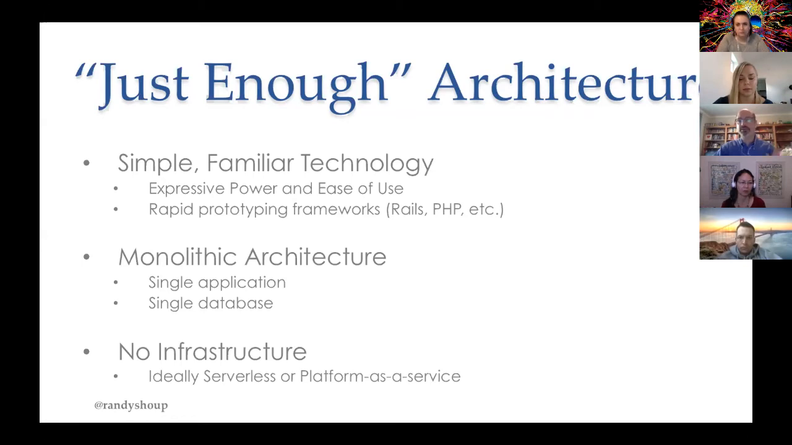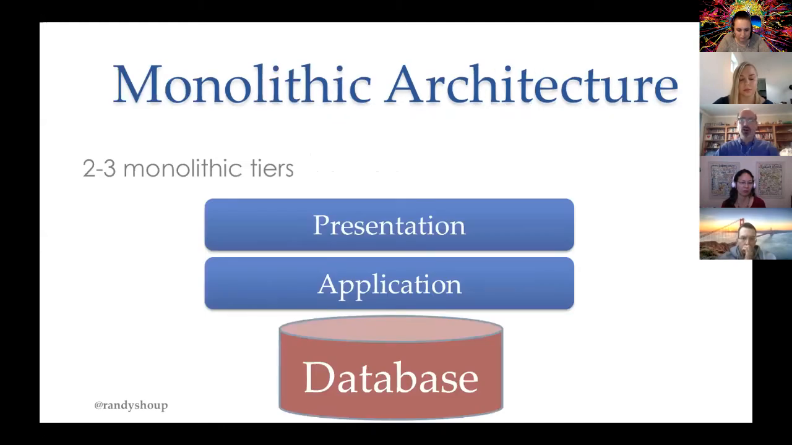So ideally in the modern world, if we could do things with serverless, if we could do things with platforms as a service, really this is not the time for us to be spending a lot of time building infrastructure. So our architecture might look something like this: we'll have a presentation tier, which is maybe iOS or Android or JavaScript in the web. We might have an application tier that's built with one of those rapid prototyping frameworks, and we're probably on one database. Very simple architecture, and it should meet our needs at this phase.